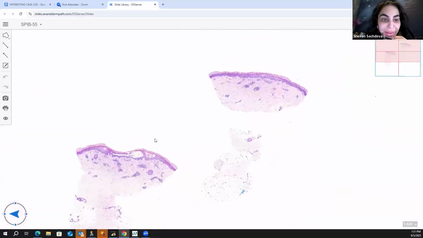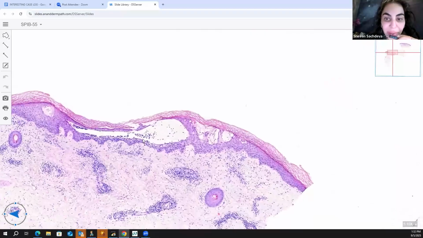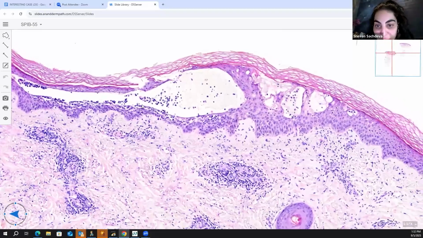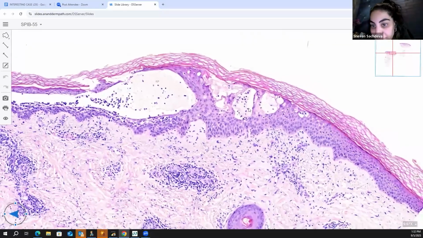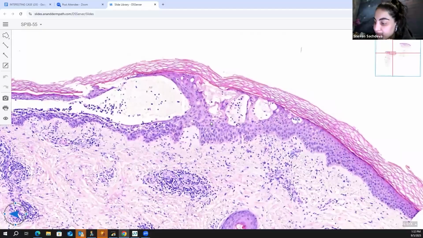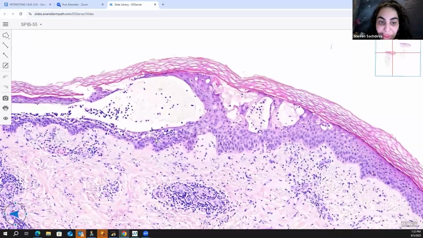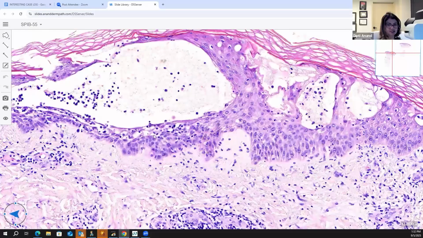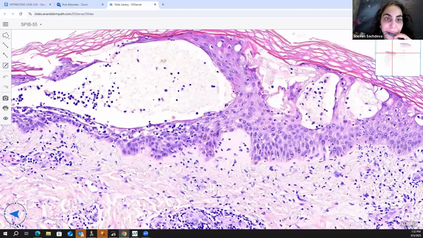Okay, so I can take this one. You have a lot of spongiosis. You can see the dermis is all fine. And then you've got the superficial perivascular infiltrate. And then I didn't see any eos in here.